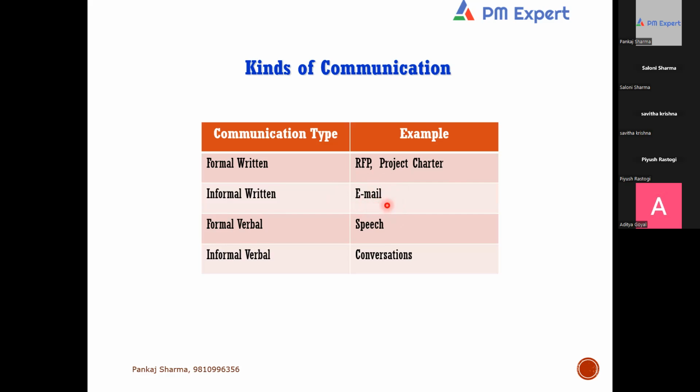So, whether WhatsApp messages are acceptable or not, or whether emails are acceptable or not, this also depends on the area, right, or the part of the geography. Now, formal verbal can be speeches, presentations. Informal verbal can be conversations, right?